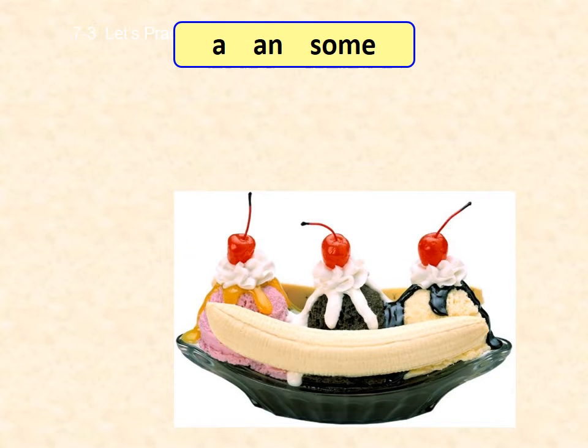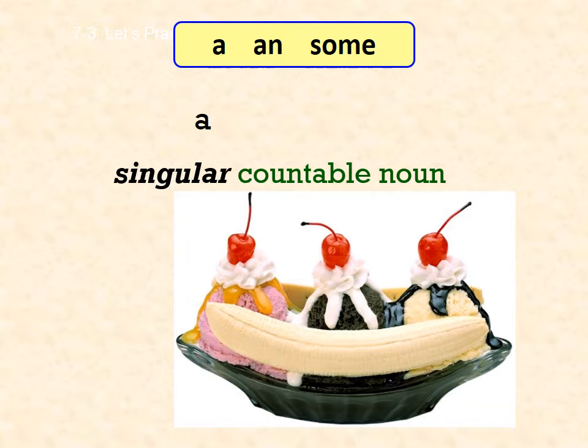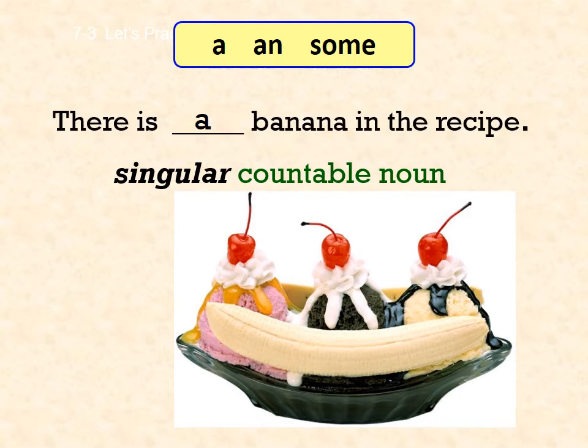Look at this one. What do you think? I can say a or an or some. I'll say a for singular countable. So there is a banana in the recipe. So it's only one banana. It's singular countable. So that's why I used a.